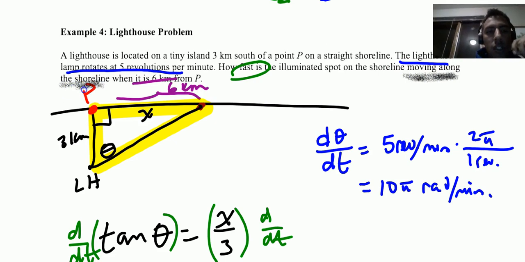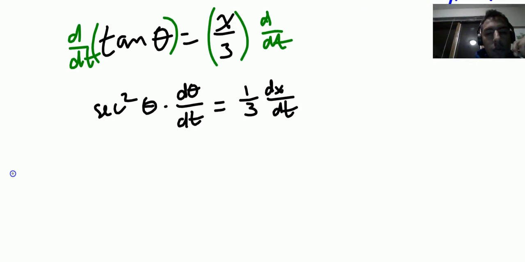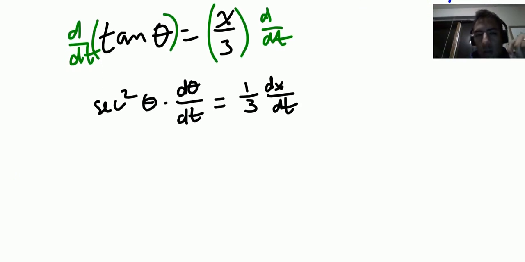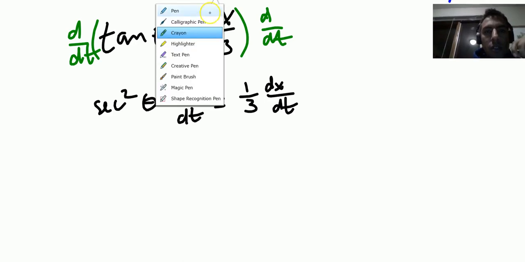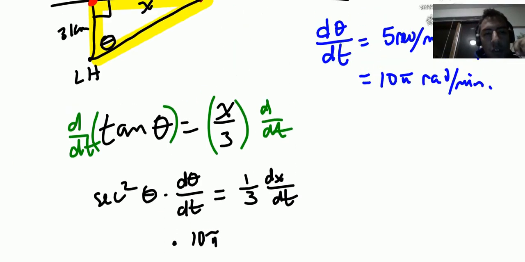Moving along the shoreline, that's going to actually be dx dt, and that's what we want to solve for. So let's go ahead and do d theta dt, we know already. Let's get rid of this. So d theta dt was 10 pi times secant squared theta. And this is where your trick comes in.